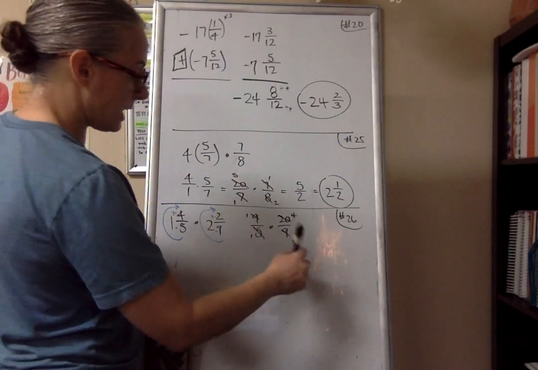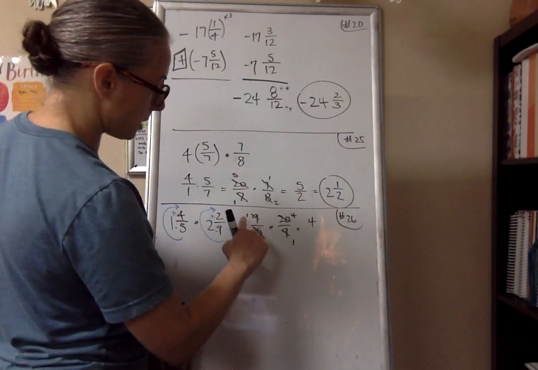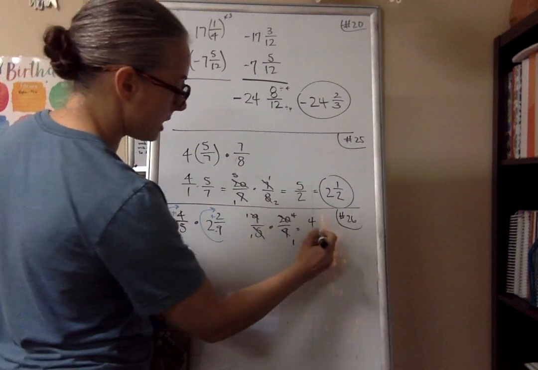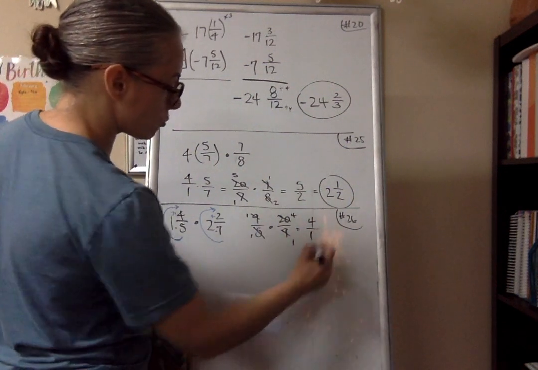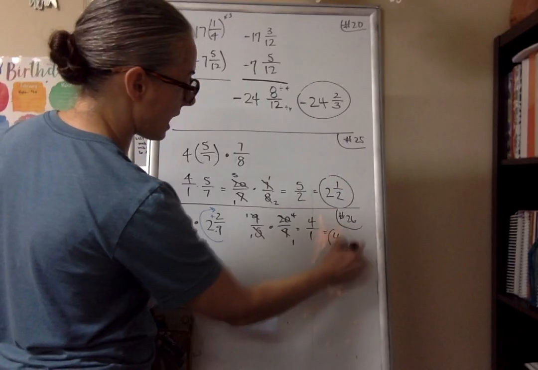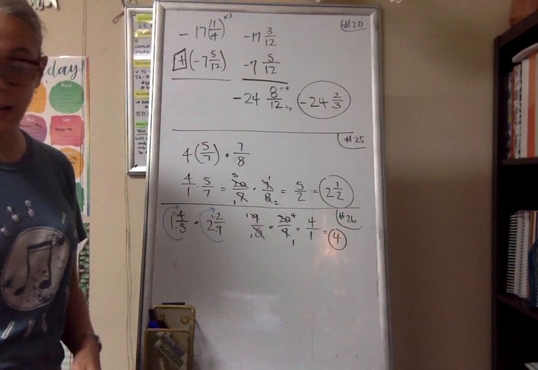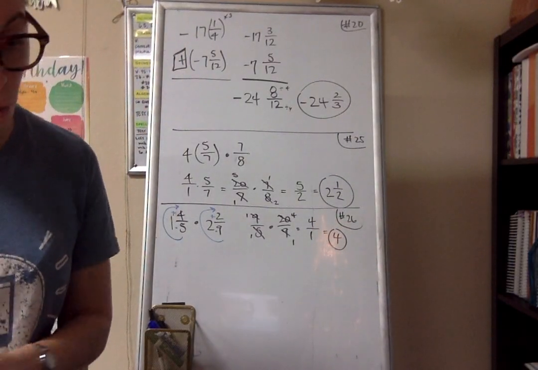And when I do that cancellation process and I multiply my numerators, 1 times 4 is 4. My denominators, 1 times 1 is 1. I will rename that as a whole number and get an answer of 4.